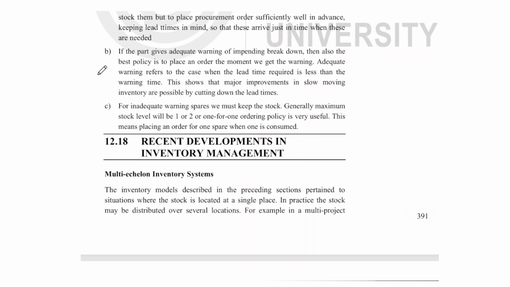And if the part gives adequate warning of impending breakdown, then also the best policy is to place an order the moment we get the warning. Adequate warning refers to the case when the lead time required is less than the warning time, and this shows that major improvements in slow moving inventory are possible by cutting down the lead time.